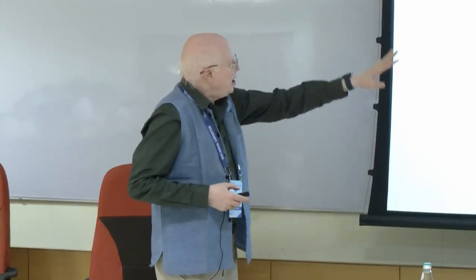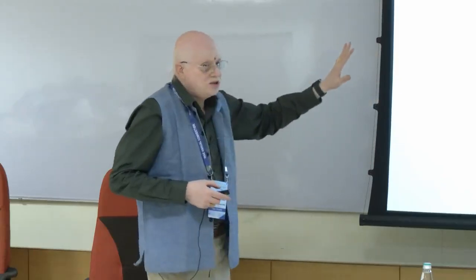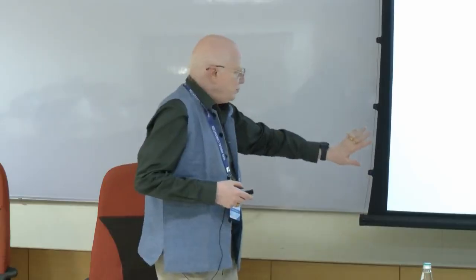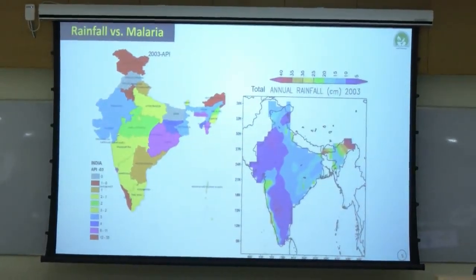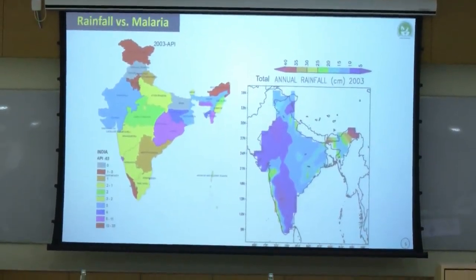And this is the model, how it will work out, how data transmission will take place. This is a simple schematic: telemetric reception and quality control. See, data generation is not the one. Quality data is important, otherwise it leads to GIGO, garbage in, garbage out. That's why we are particular about the quality data. This is rainfall versus the malaria situation.